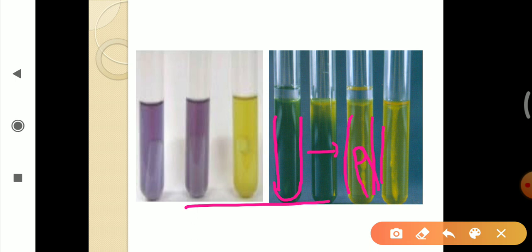And to perform the elevated temperature test, one thing we have to remember: first of all, we take a tube and add a sample, and in the incubator we incubate at 45 degrees Celsius. That we don't have to forget, because normally we incubate at 37 degrees Celsius, but here we incubate this tube at 45 degrees Celsius for 24 hours. And on the next day we observe for acid and gas production.